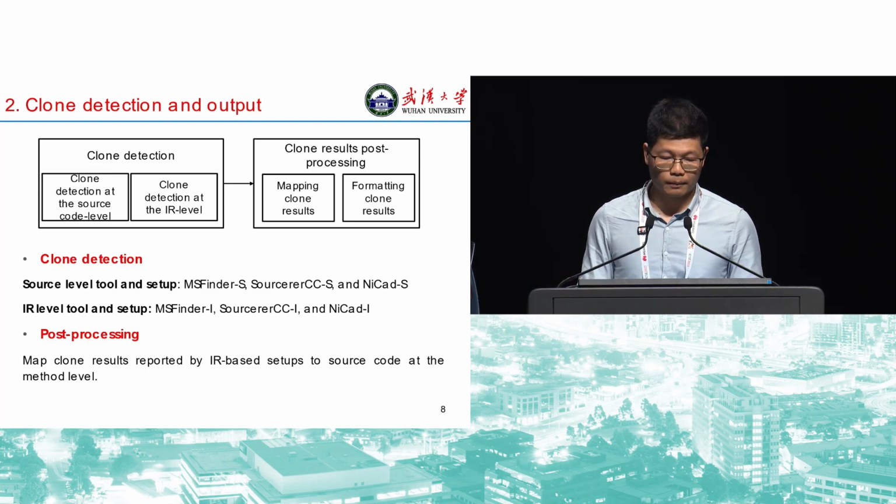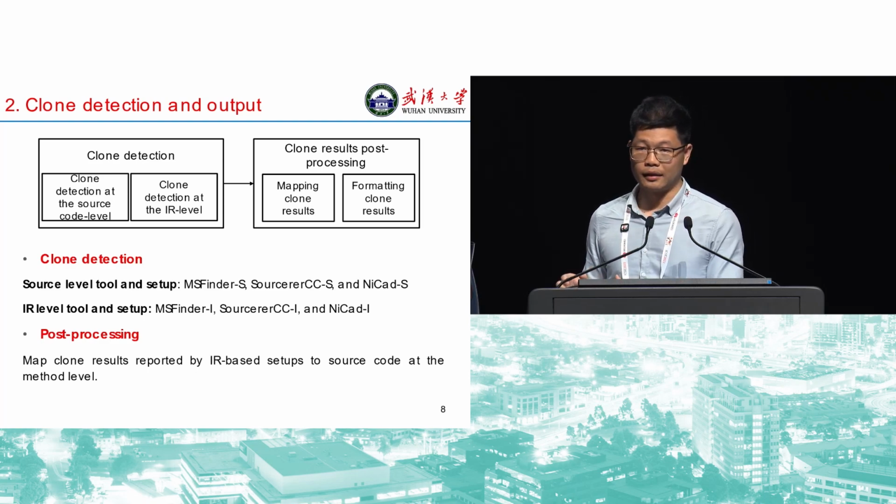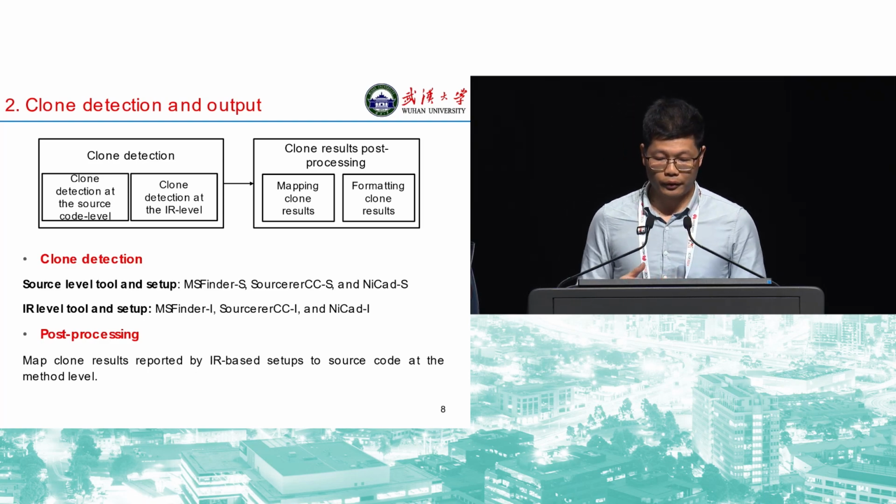And after we detect the code clones, we post-process the clone results. We map the clone results reported by the IR-based setups to the source code at the method level. And then we unify the formats. Our standardized format contains each pair of the code clones, including the file path, file name, method name, and the position of the method.